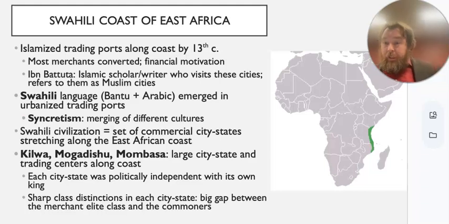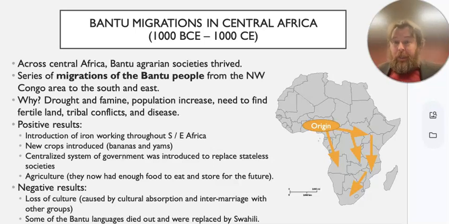Because these were mercantile city-states dependent upon overseas trade, as you can imagine, there is a very stark income gap or wealth gap between the merchants near the top of the pyramid and the commoners at the bottom. Now, where did the Swahili come from in the first place? Well, they originally came from Nigeria.